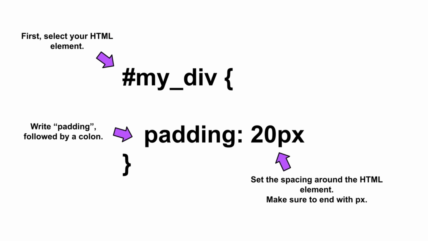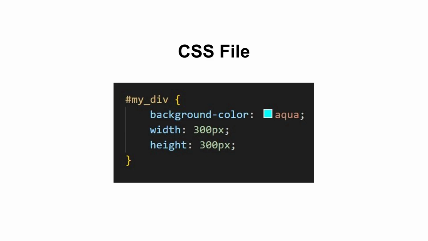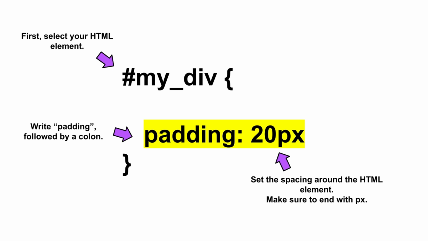Now, to pad your HTML element, write a padding property after selecting your HTML element. As you may know, I have already written many CSS properties from my HTML element. Just write your padding property after the other properties. I will not show them here for conciseness.